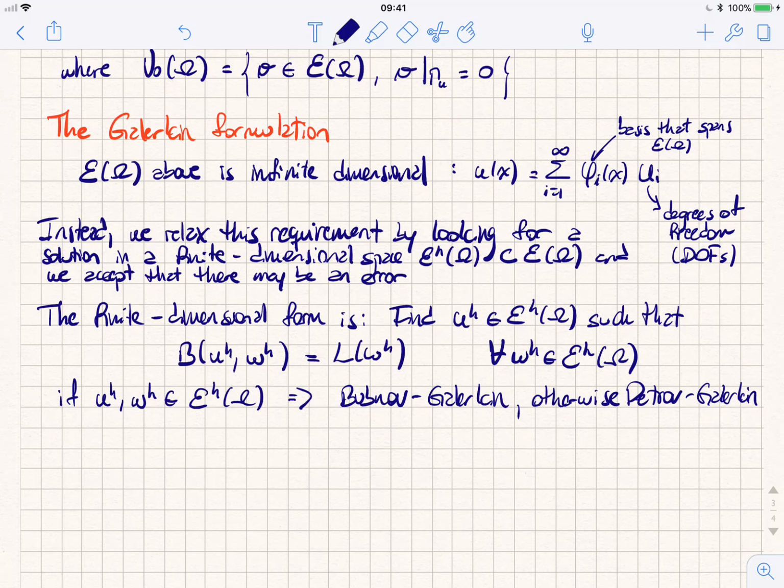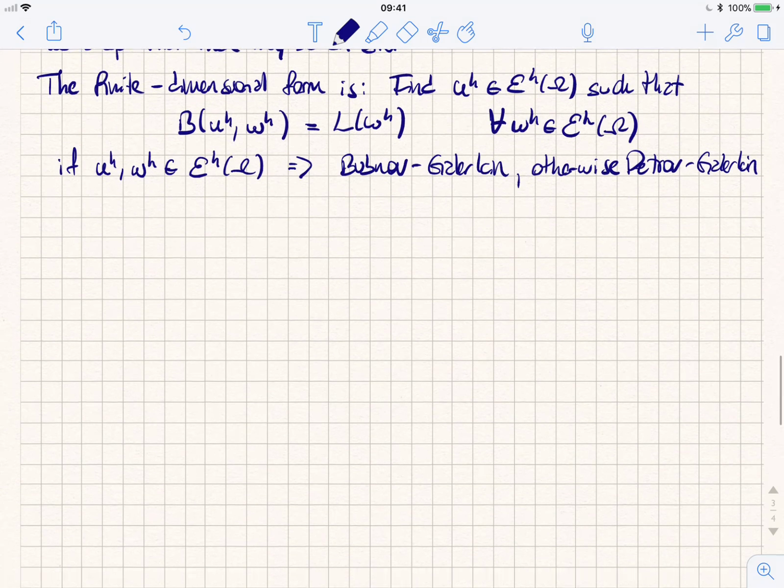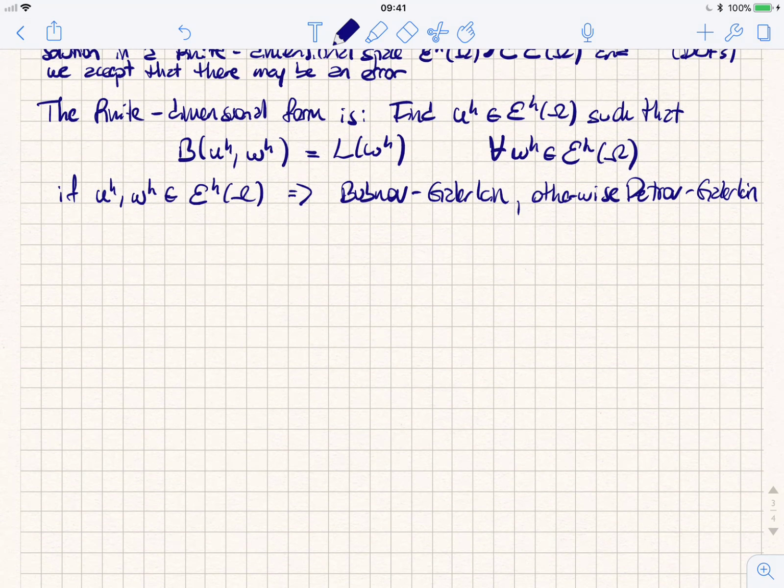Okay, so let's describe what happens with this error. Let's see how we can make some progress to understand what's going on here with the error. So we're going to look at the orthogonality of this Galerkin error.